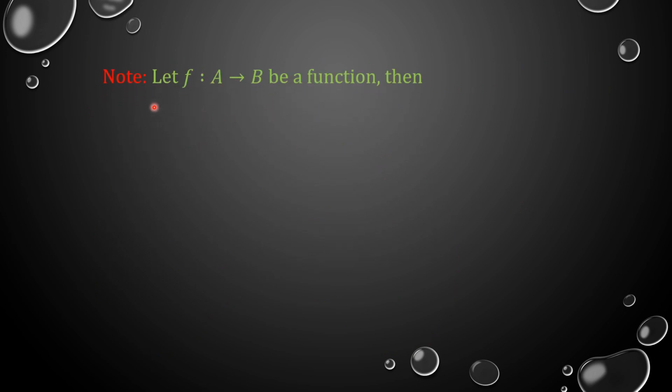You see an important note here. f is a function from A to B. When f is a 1-1 function, when f is an onto function, and when f is a bijection, what is the effect of 1-1, onto, and bijection on the cardinality of a set? Cardinality means the number of elements in a set. So what is the effect of that?